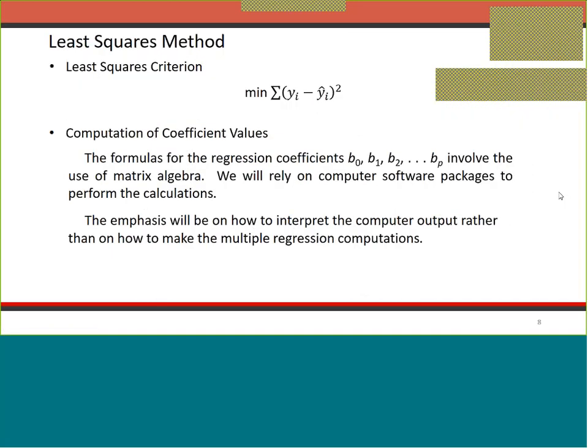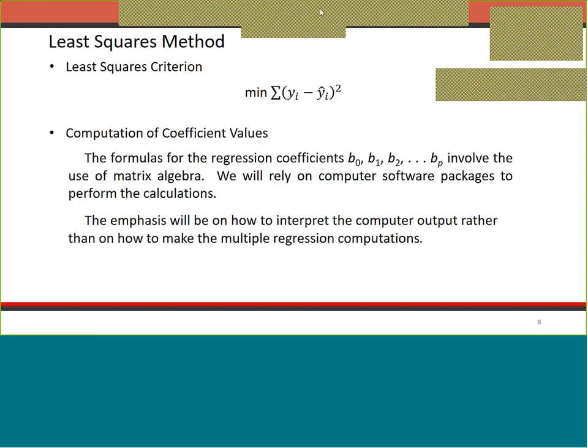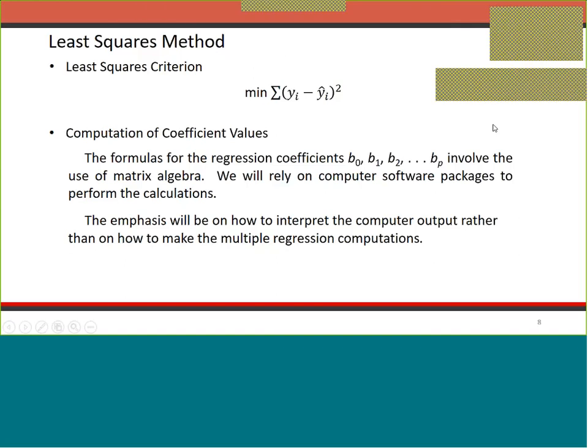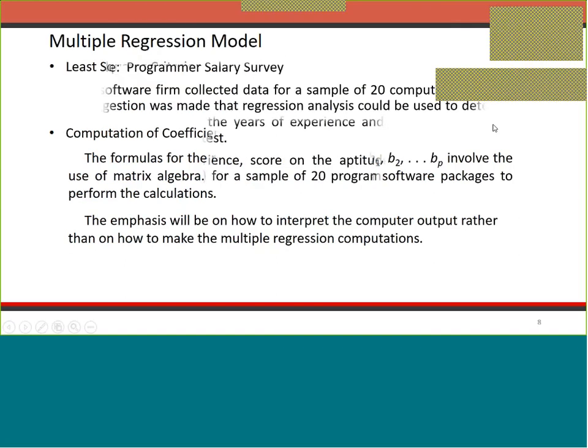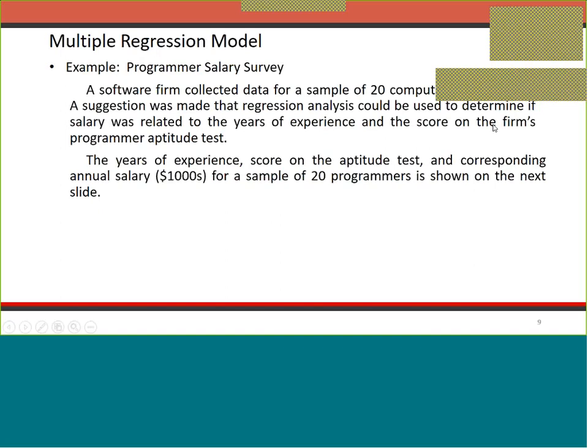As usual, here also we use the same principle of least squares to calculate the unknowns b naught, b1 and so on, bp in the sample equation. But calculating them using pen and paper is very difficult, so we use computer programming. So let us go through the question.